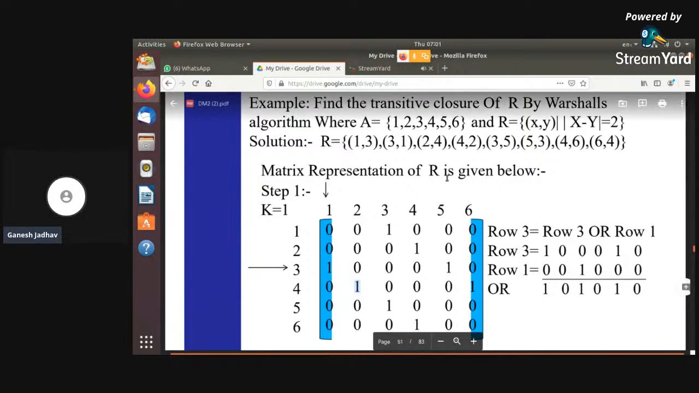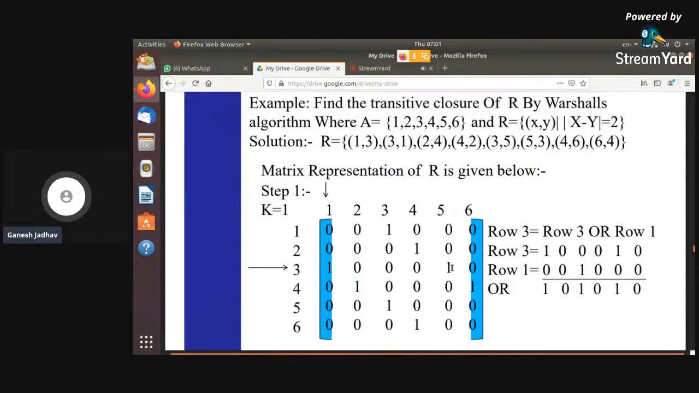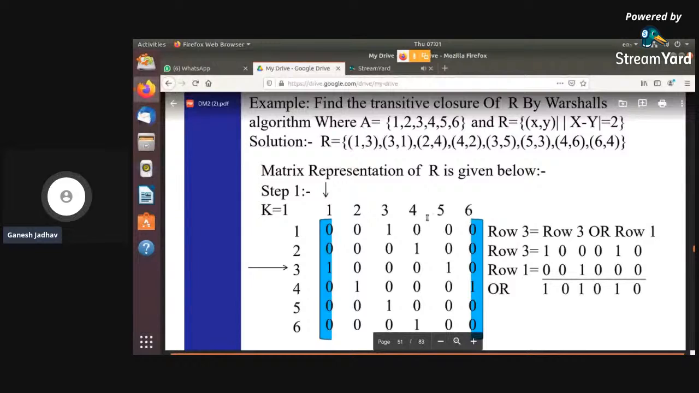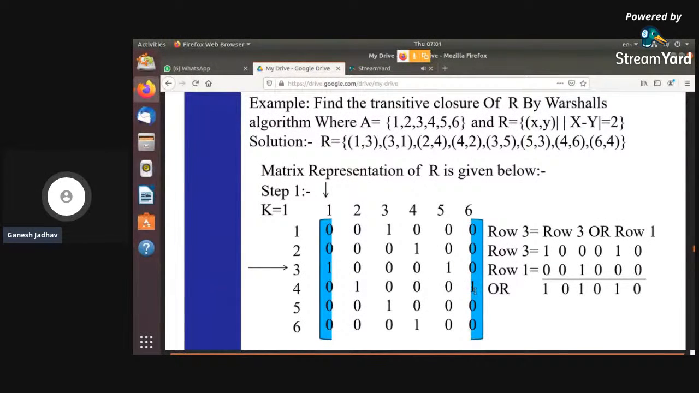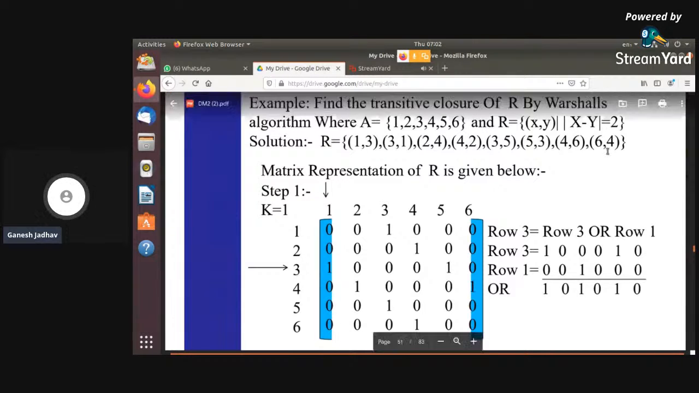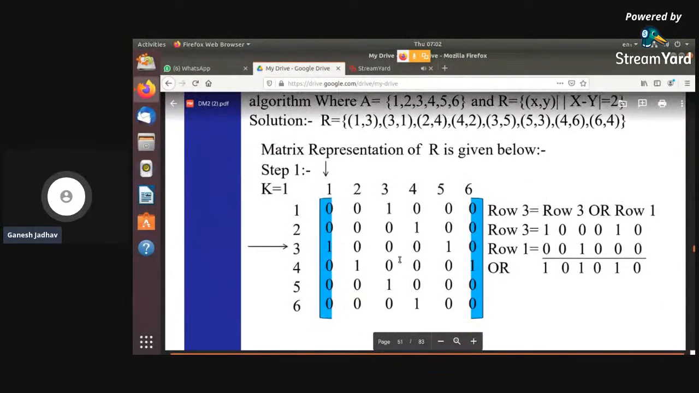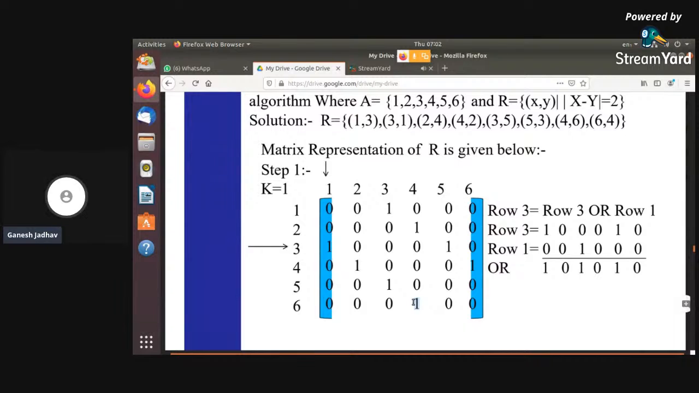Right here 1. Then 3 5, go to your third row and fifth column and write here 1. And 4 6, go to your fourth row and sixth column and write 1. And 6 comma 4, go to your sixth row and fourth column and write here 1. So this is the simple step to write the matrix.